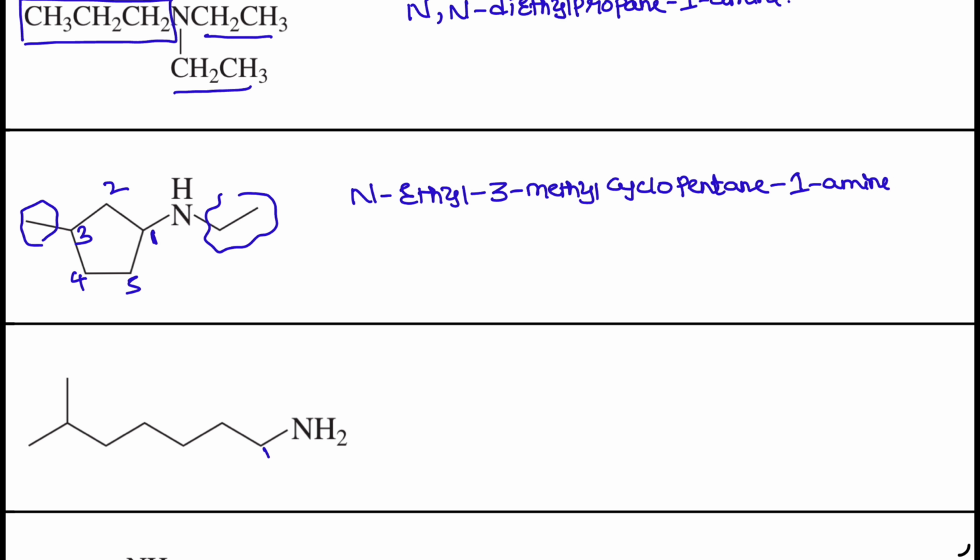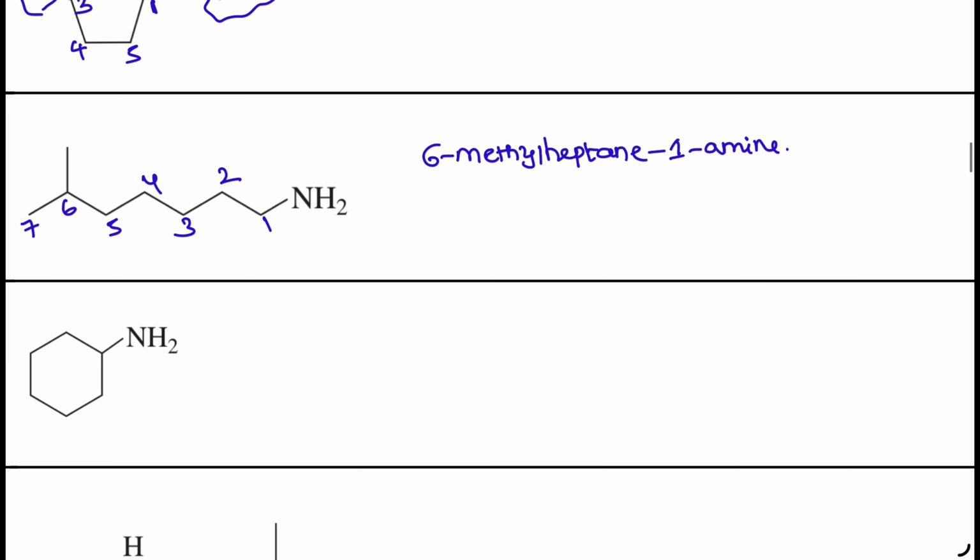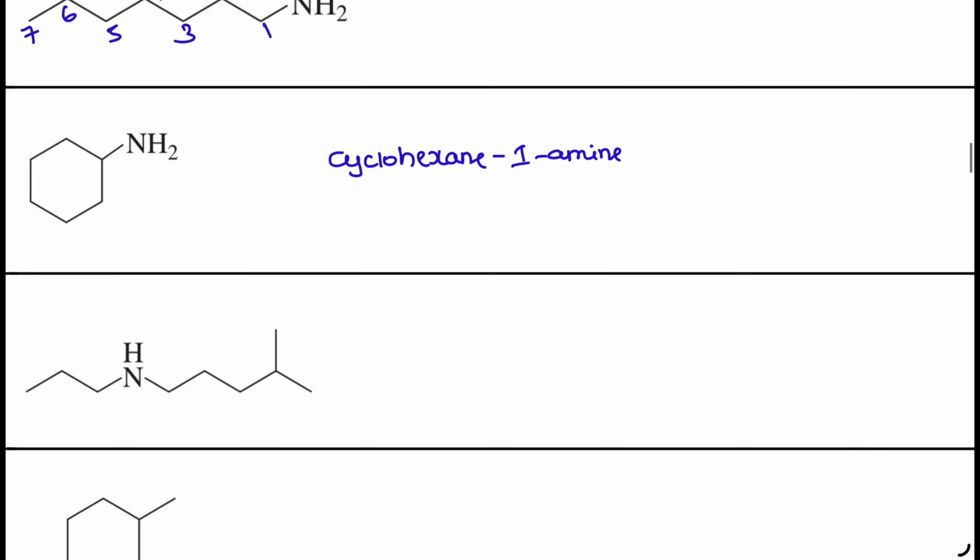And it is a 1-degree amine, 1, 2, 3, 4, 5, 6. You can go in any direction. And this is 6-methyl, prefix is over, heptane, 1-amine. It's a simple one. Cyclohexane, 1-amine, or cyclohexanamine also fine.